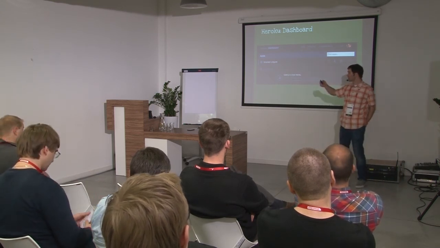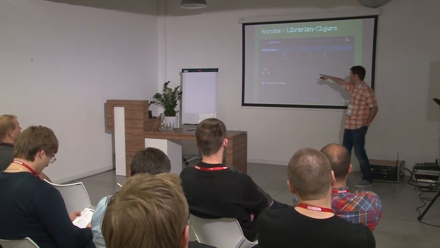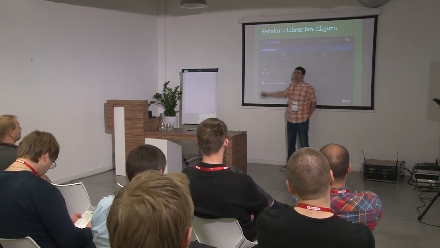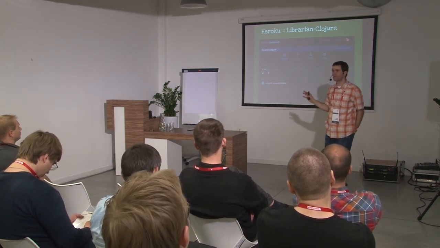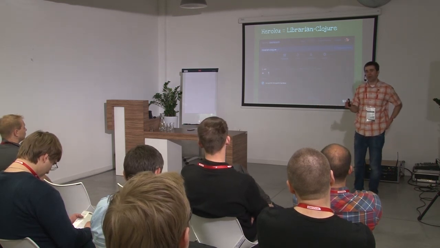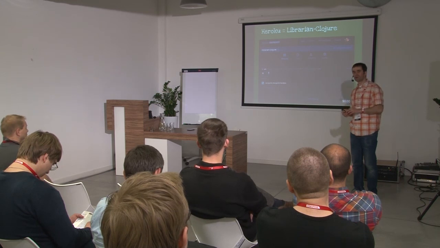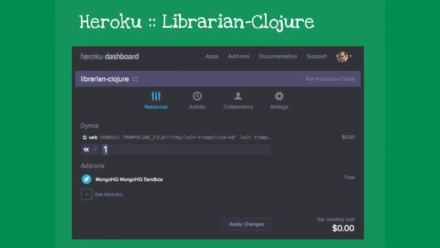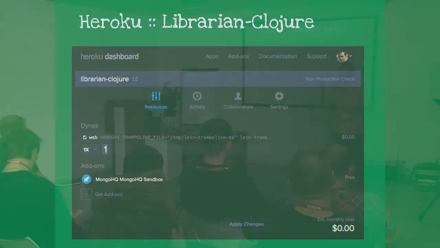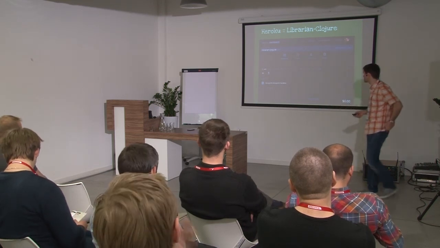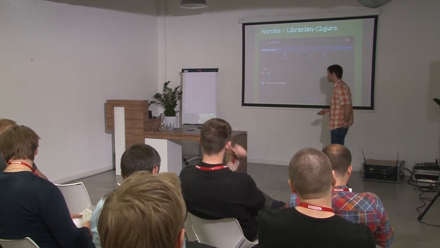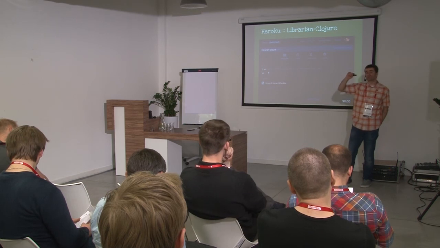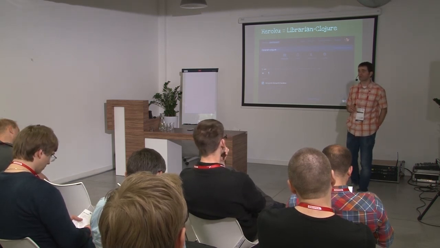So Librarian-Clojure, I deploy my application. I've got one, they call it dyno. So I've got one dyno for my Clojure web application, and that's it. That's enough for my needs. And whenever I push my commits or changes to this Heroku-based Git repo, my application is up and running instantly, or in minutes. So I don't have to worry about it. I don't have to be good at this more than some clicks to configure the application.